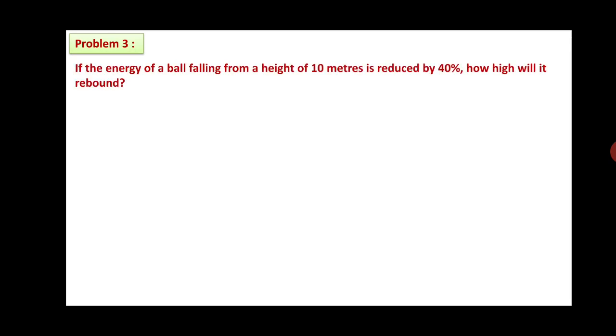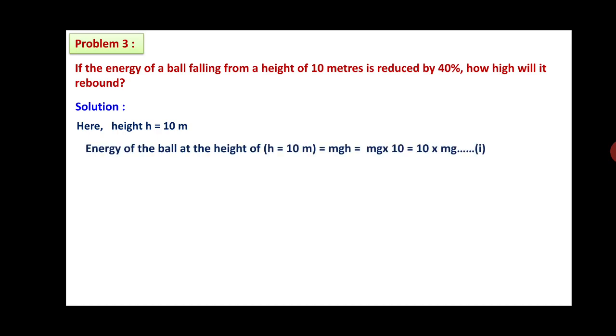If the energy of the ball falling from a height of 10 meter is reduced by 40%, how high will it rebound? Friends, here height h is equal to 10 meter. Energy of the ball at the height of h, that is 10 meter, is equal to mgh. We'll substitute the value of h. Therefore, it would be mg into 10. That can be written as 10 into mg.